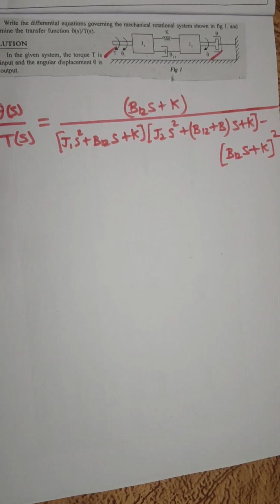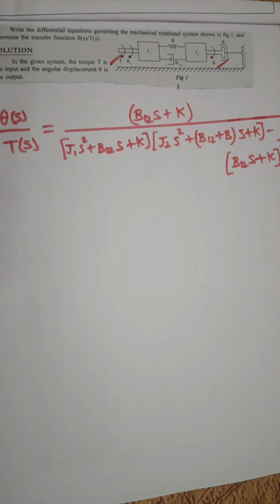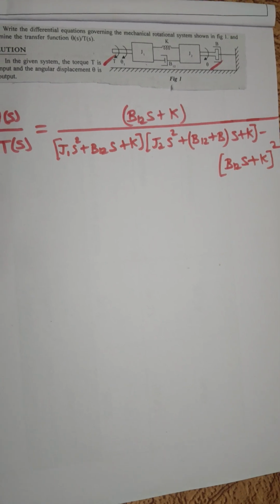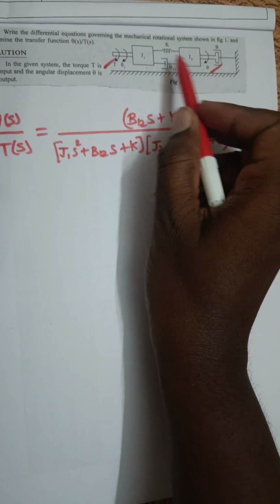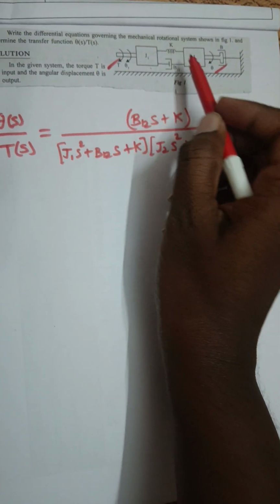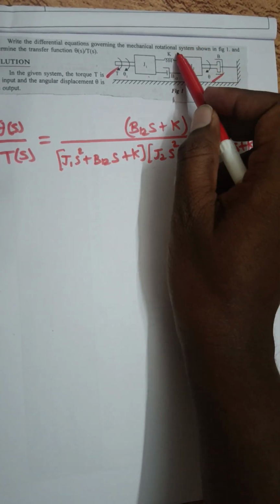In this video, I am going to explain how to write the transfer function of the given mechanical rotational system. Consider the system shown in figure 1 in which the moments of inertia are J1 and J2. J1 is associated with the elements B12 and K. J2 is associated with the elements B, B12 and K.